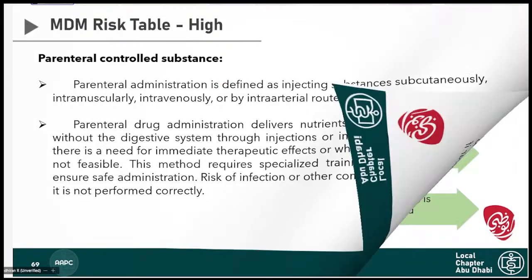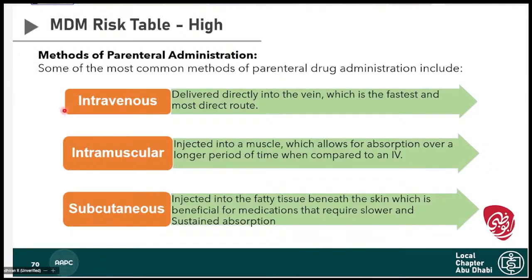For example, what parenteral routes are available? One is the intravenous route. It is delivered directly into the vein, which is the fastest and most direct route. Intramuscular injections are injected directly into the muscle, which allows absorption over a longer period of time compared to IV. So if it is a sudden cardiac arrest, most of the drugs will be given intravenously only. However, if the patient has back pain or abdominal pain, they'll give the injection into the muscle only. Why? Because it takes a longer period of time, so they get relief over time.